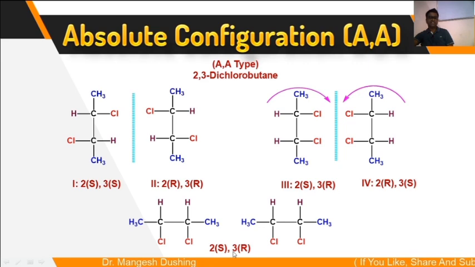Chiral center second is S, chiral center third is R. If you rotate this compound by 180 degrees, whatever S is up will go down, and R will come up. So you will get this configuration. Here also the same. So the organic compounds which contain AA type of chiral centers have 3 stereoisomers: compound number 1, compound number 3 and compound number 2, likewise.